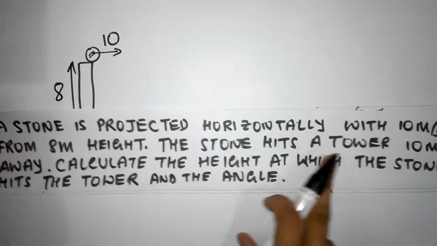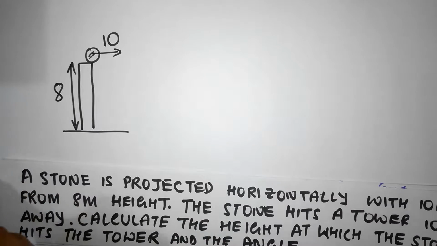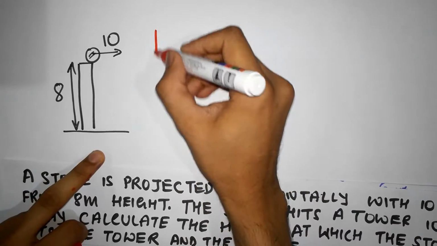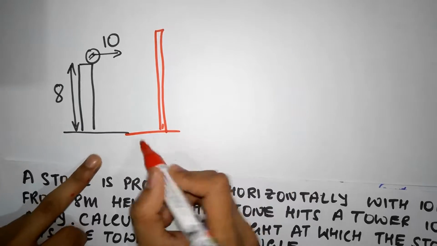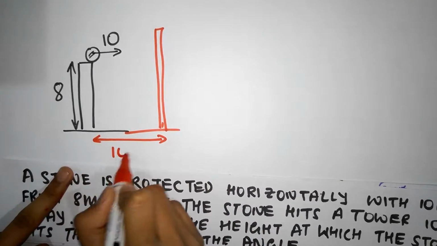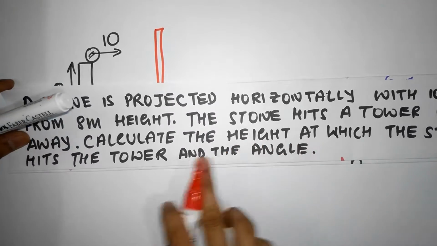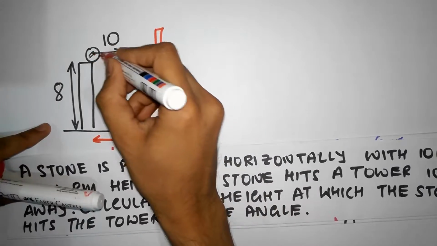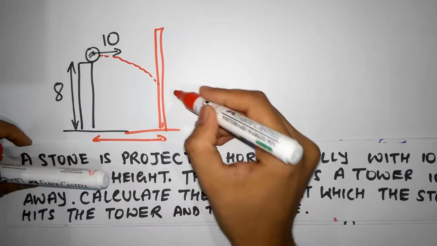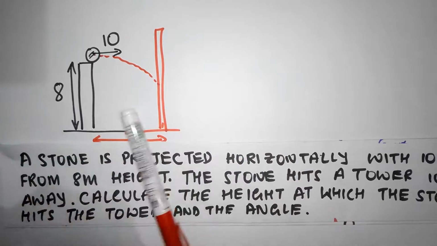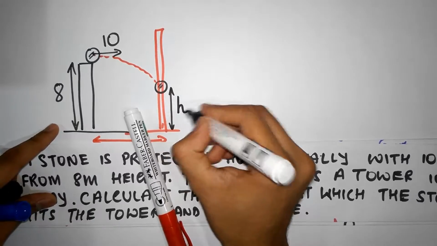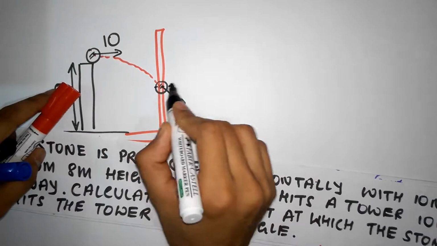The stone hits a tower 10 meters away. So there's an additional tower here. Let's put that tower here somewhere, and this guy is 10 meters away. Calculate the height at which the stone hits the tower. We need to find out, it's going to hit over here somewhere. So it's going to hit here, and we need to find this height, we call it h, and the angle at which it hits, this angle.